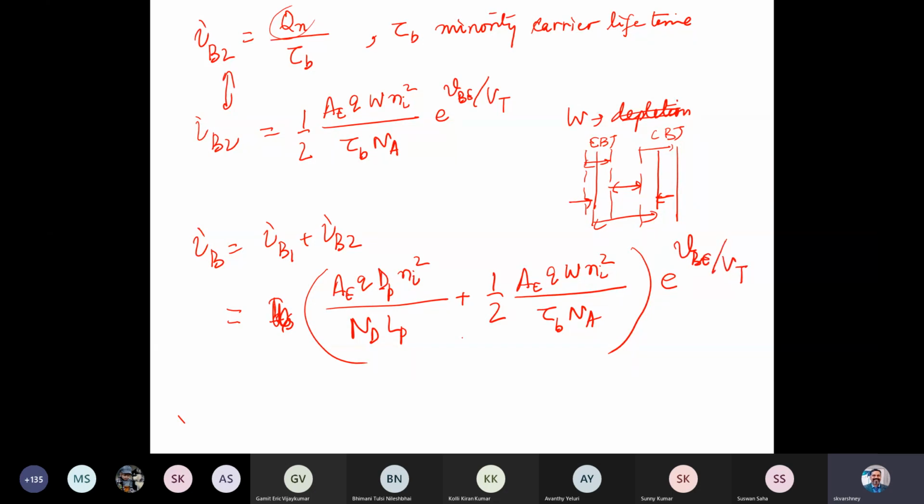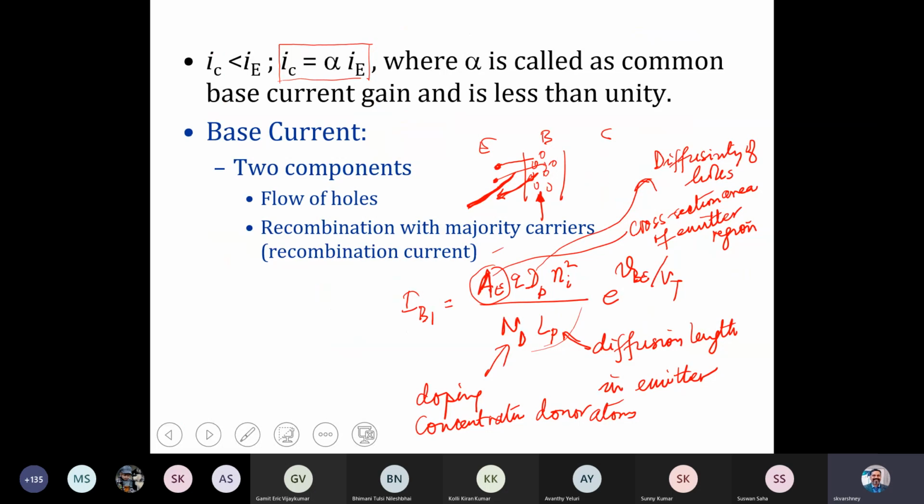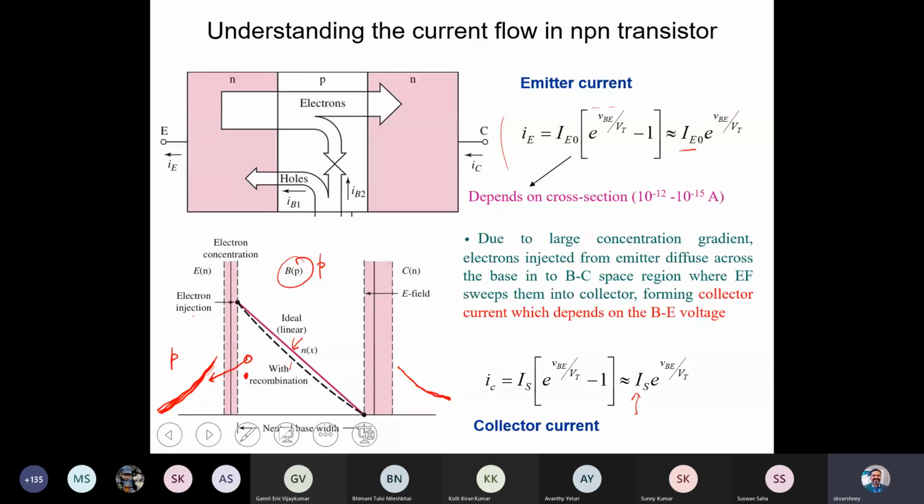And the reverse saturation current for the collector. I think I didn't give that number to you, but as I mentioned, this is IS. I gave an expression in the PN junction, but we can just rewrite it once again: AE Q DN ni square divided by NA W.